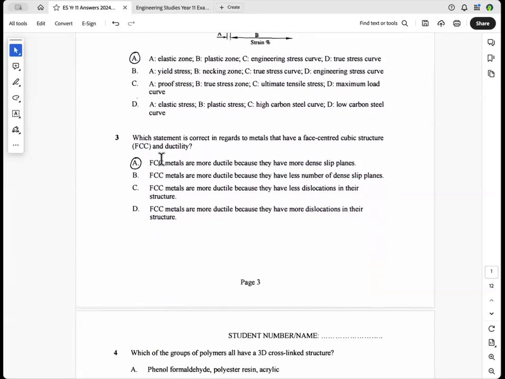Which statement is correct in regards to metals that have a face-centered cubic structure? Now, you know, face-centered cubic has quite a few extra slip planes because of the density of the structure. And so face-centered cubic metals are more ductile because of their density and because of more dense slip planes. So A is the answer there.